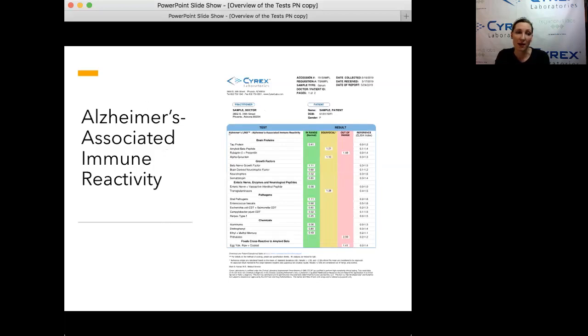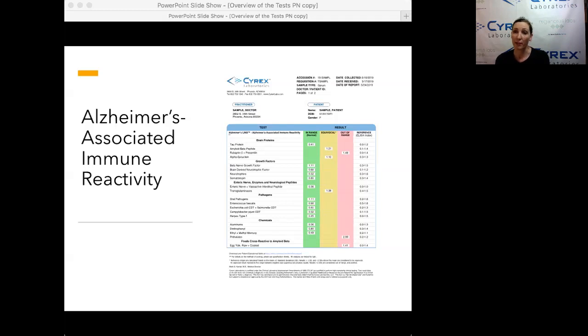And then lastly, we have the Alzheimer's associated immune reactivity screen. Now this is an absolutely beautiful test, and I really hope that we're going to see more and more panels like this come available on the market, because this test really looks at all of the proteins that are associated with autoimmune disease and changes in cognition down that pathway. But apart from that, this test has investigated all of the different cross-reactivities.